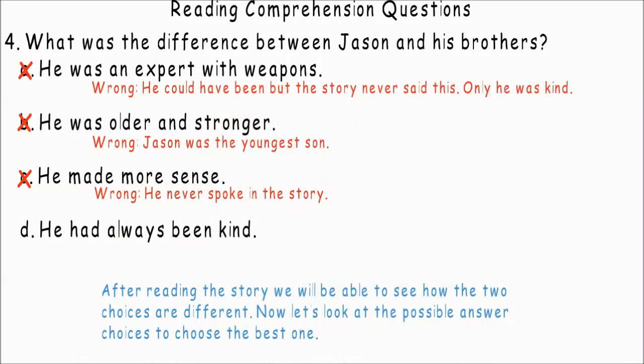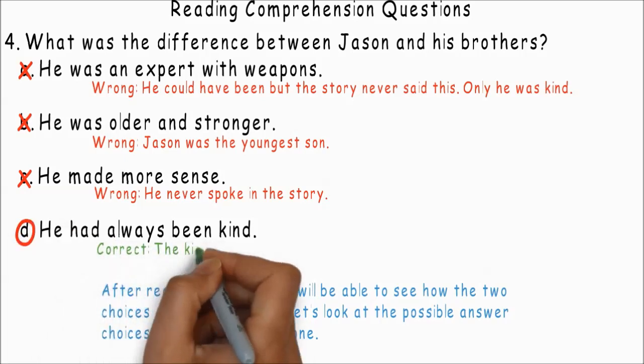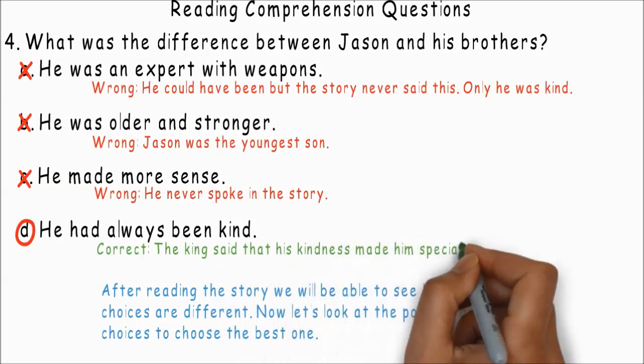So the answer must be D. He had always been kind. And this is correct. The king said that his kindness made him special. This is the best choice.